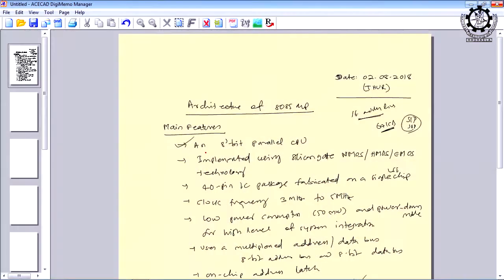So, 8-bit parallel CPU means you will understand the capability of the ALU. ALU stands for arithmetic and logical unit. Its capability is 8-bit. It is not just because of the 8-bit data bus. Most often we get confused that the data bus size is 8-bit, therefore its designation is 8-bit. It is not like that. There are microprocessors whose data bus size may be 8-bit, but the ALU capability can be 16-bit. Therefore, its designation is 16, not 8.